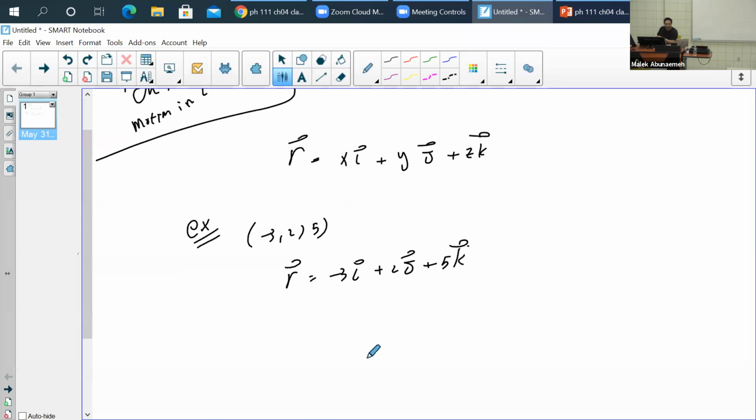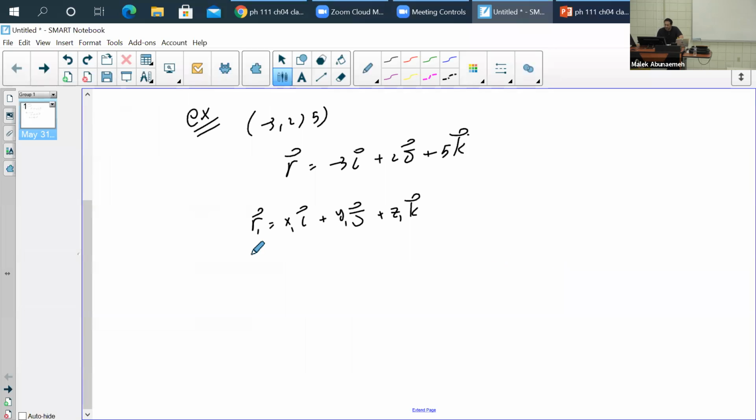Now, looking at the position vector, let's say you have our first position vector, R1. R1 is going to equal x1 in the i direction plus y1 in the j direction plus z1 in the k direction. Let's take another position vector, R2, which is, again, x2 in the i direction plus y2 in the j direction plus z2 in the k direction.